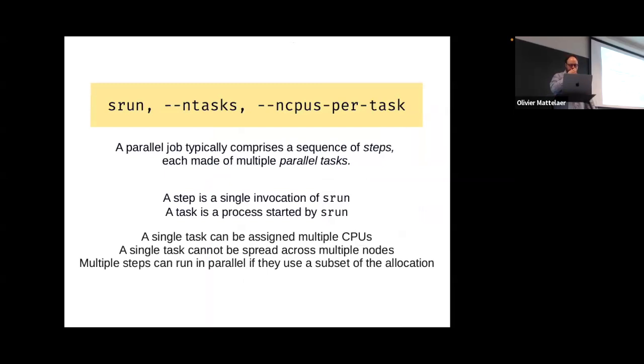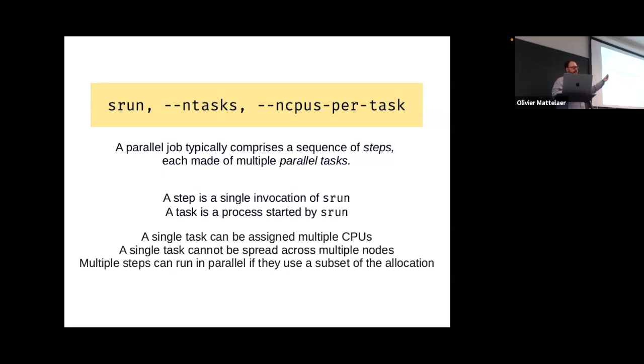So these are the building blocks that you will use to create a parallel job. A parallel job typically comprises a sequence of steps. So you remember that a step is created with the srun command, and each step can start multiple tasks that can be either running in parallel or in sequence, and each task can use multiple CPUs at the same time.